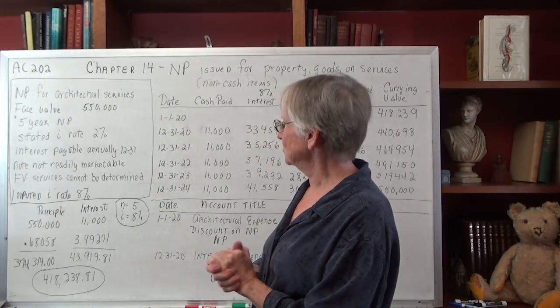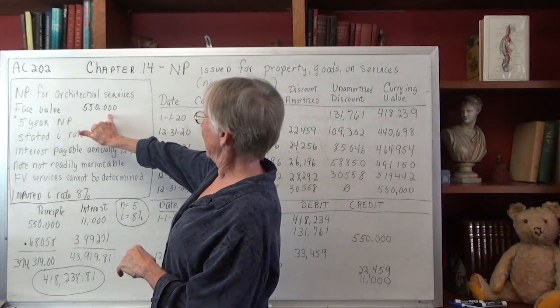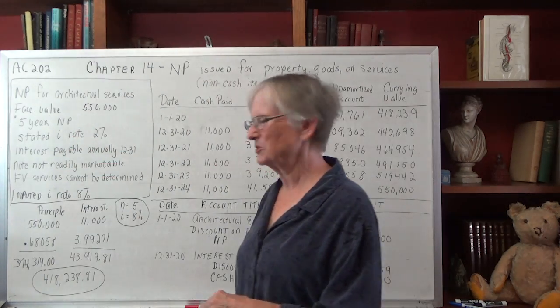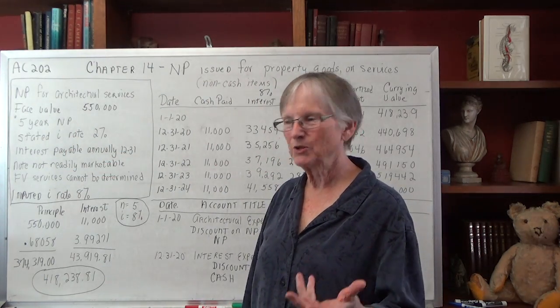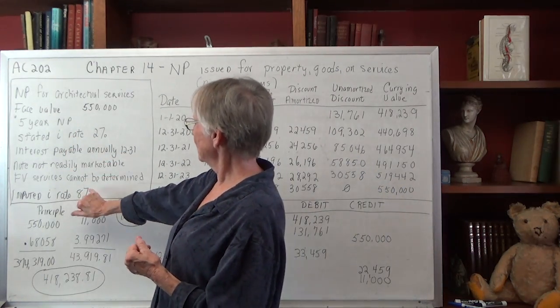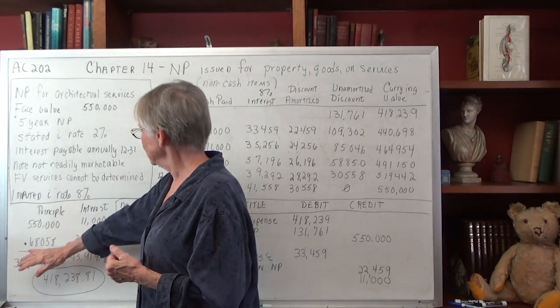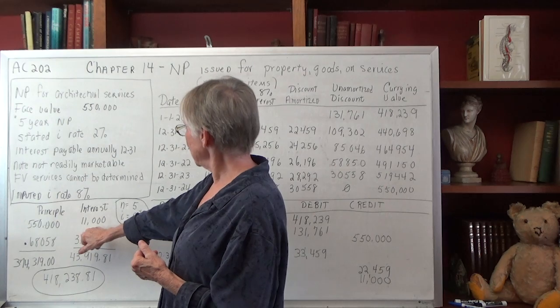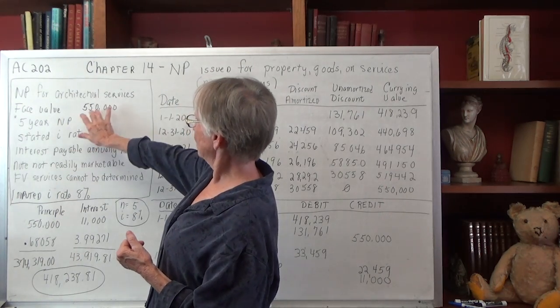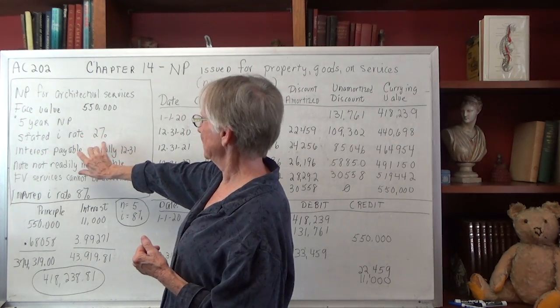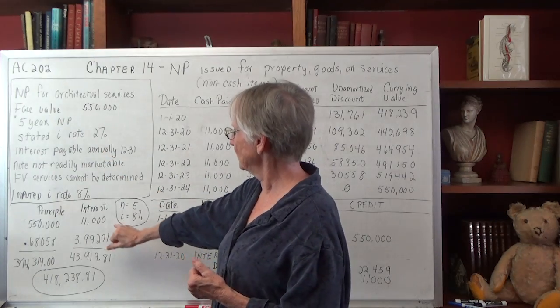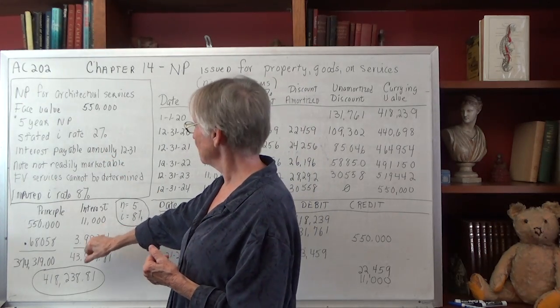So the first thing we have to do is, using this and that, we come up with the present value of the note using the appropriate imputed interest rate. So we've got the principal of $550,000. We've got the interest payments are going to be $11,000. That's $550,000 times 2% payable annually. So that comes out to $11,000 we're going to pay at the end of each year.